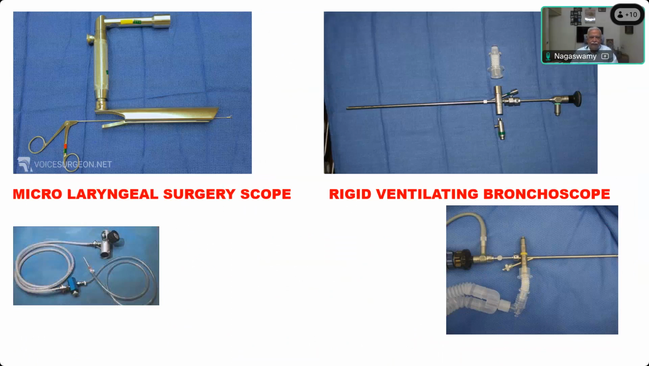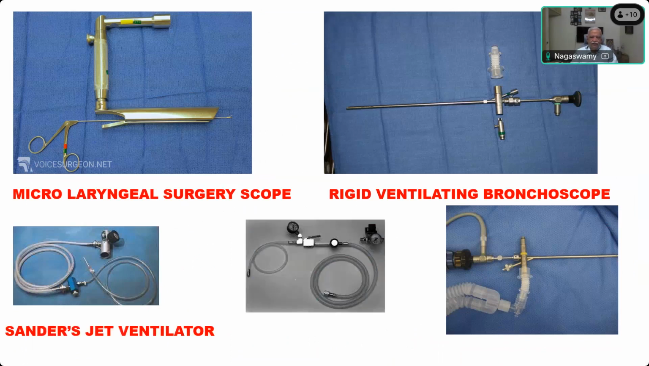What is this? This is the jet ventilation. You can see the jet needle going there. So this is the Sanders jet ventilator. This is the Manujet, which is another version to control the pressure. You have the toggle handle here, which you can use to assist that.